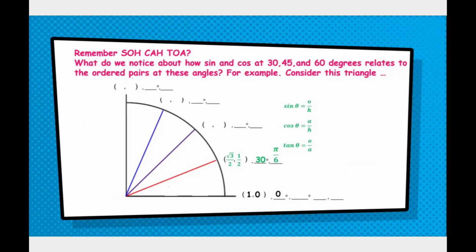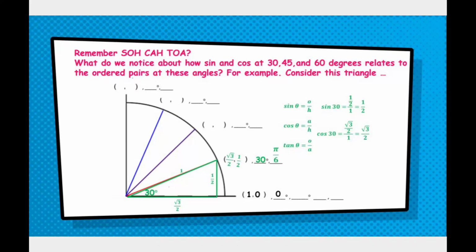Remember SOHCAHTOA. What did we notice about how sine and cosine at 30, 45, and 60 degrees relate to ordered pairs of these angles? Consider the following triangle, with square root of 3 over 2, 1/2, and 30 degrees. Notice if I use trig ratios for sine, the opposite side of the 30 degrees is 1/2, and the hypotenuse is 1. So sine of 30 equals 1/2 over 1, which leaves sine of 30 equal to 1/2. If I asked you what is the sine of 30, your answer is 1/2.